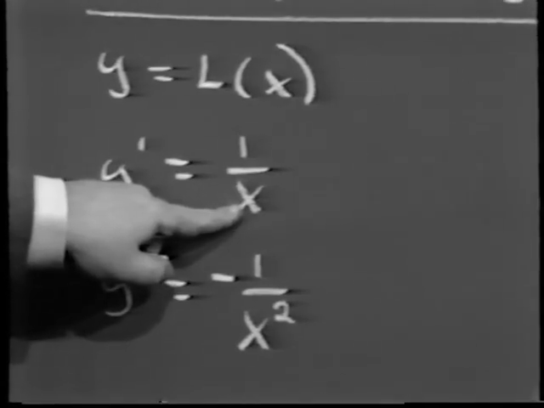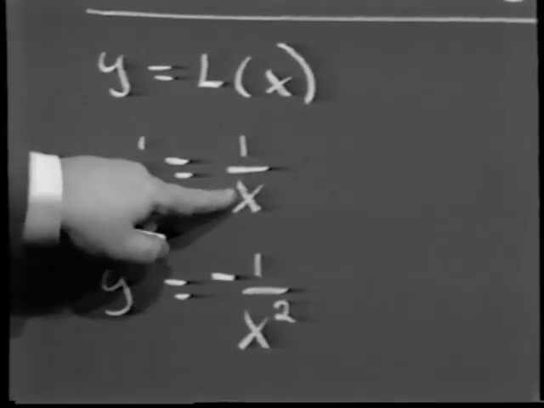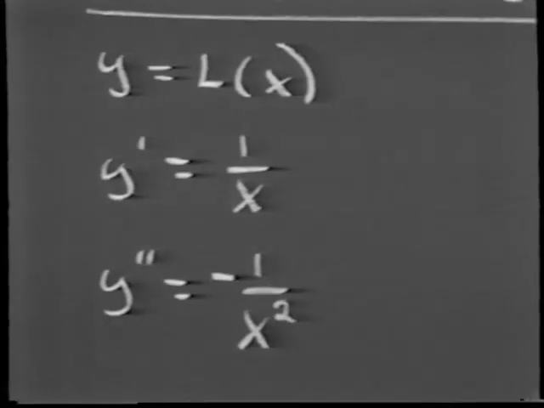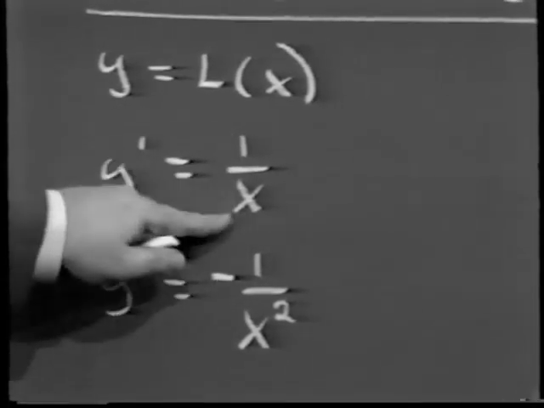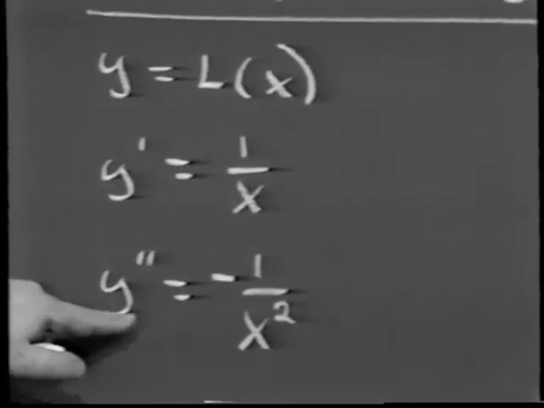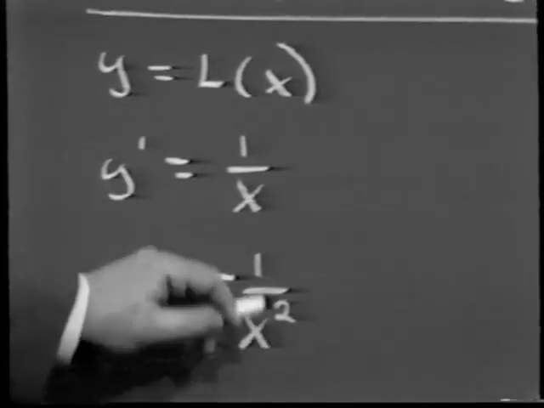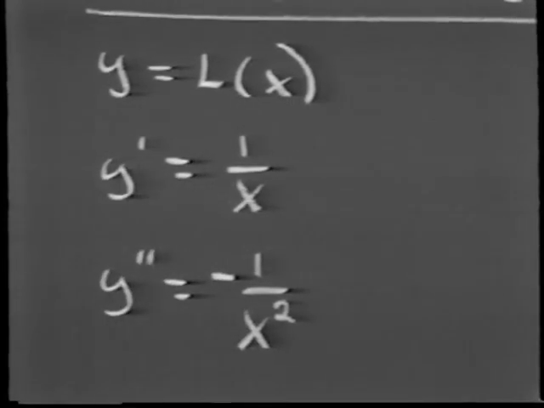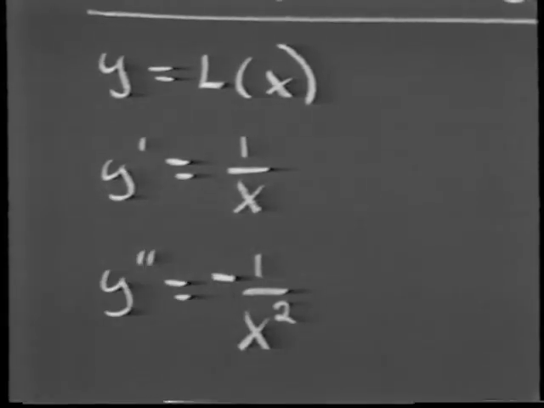The next point is that knowing that y prime is 1 over x, even though we can't integrate 1 over x, we can certainly differentiate 1 over x. The derivative of 1 over x is minus 1 over x squared, and we find that y double prime is minus 1 over x squared. By the way, we should observe that we must shy away from x equaling 0 because we would have a 0 denominator in that case.